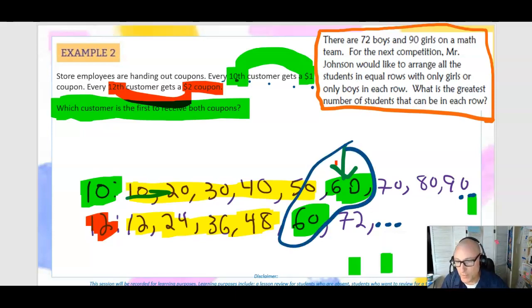Is it the last person? No, if you keep going to infinity and beyond, you'll find an infinite number of people who will get the $1 and $2 coupon.